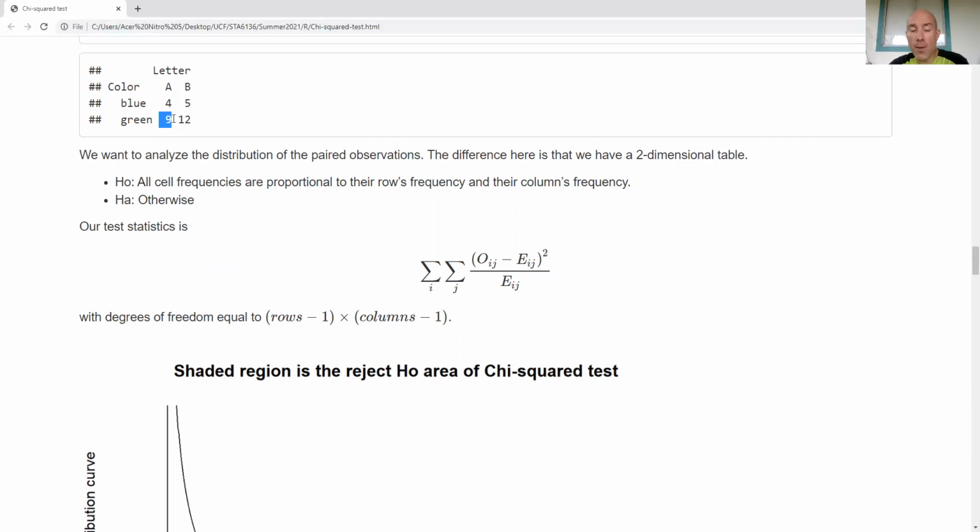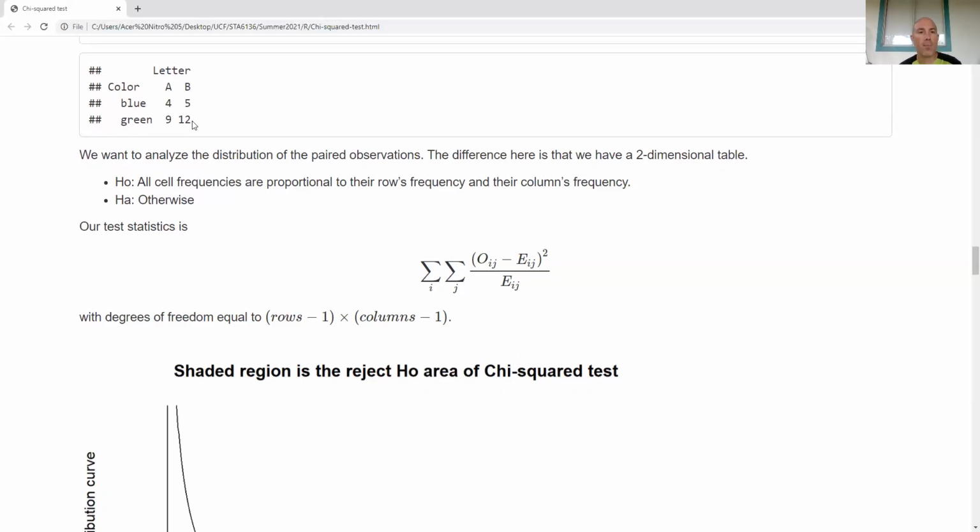My null hypothesis in terms of green is that the frequency of green is proportional to the row sum of green and the column sum of A. So that's the proportional frequency of green with A. Now, my last null hypothesis is that the frequency of green B is proportional to the row sum of green and the column sum of B, or the column frequency, I should say.